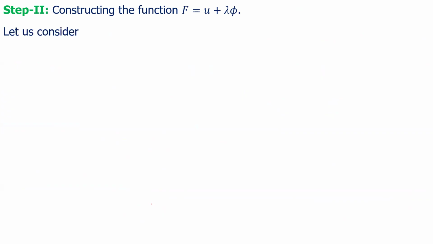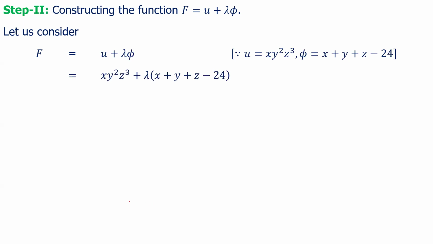The step number 2, we have to construct the function f is equal to u plus lambda phi. So let us consider f is equal to u plus lambda phi, where u is equal to x y square z cube plus lambda times of x plus y plus z minus 24. Now here, this lambda is called Lagrange's undetermined multiplier, means we are only using the value of lambda, but no need to determine the value of lambda. So let us give it equation number 4.